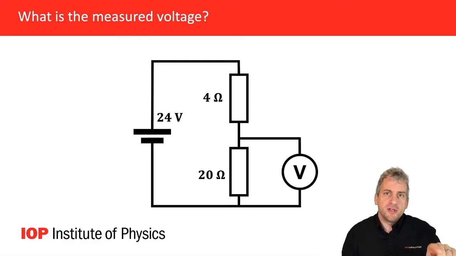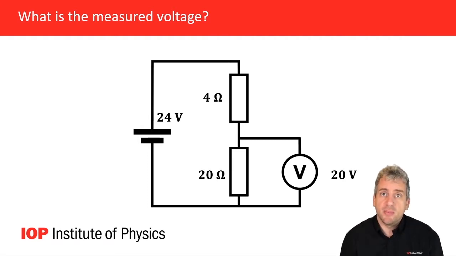Hopefully, before students do this, they should already have the familiarity with how to solve potential divider questions as a ratio. So, pause this if you need to have a think, but look at the numbers and figure out what would the potential difference measurement be on that voltmeter. Okay, so it's a 20 volt reading that we'd get there because of the ratio 20 to 4, and we've got 24 volts as the input.